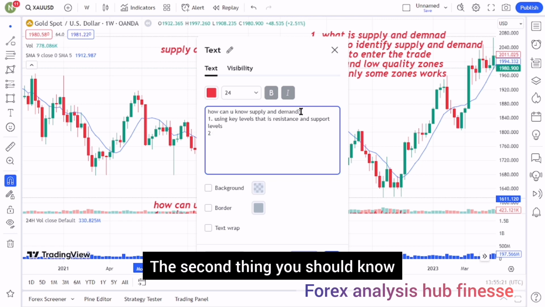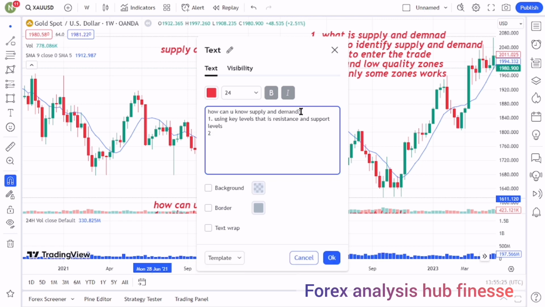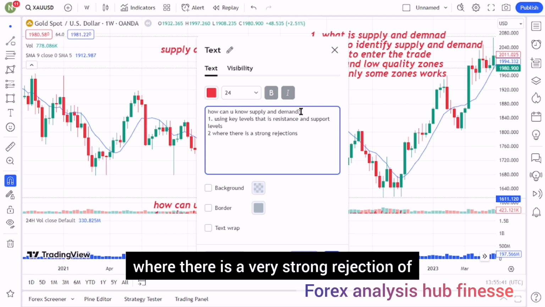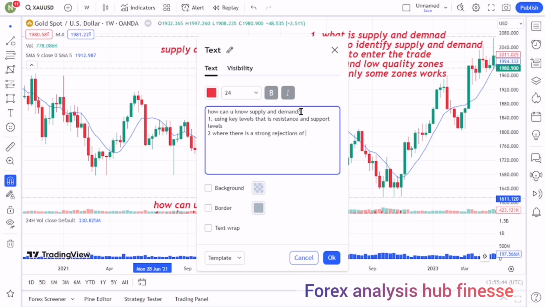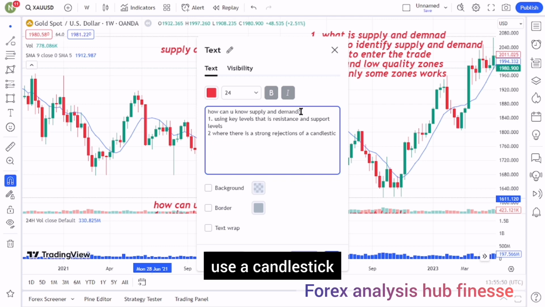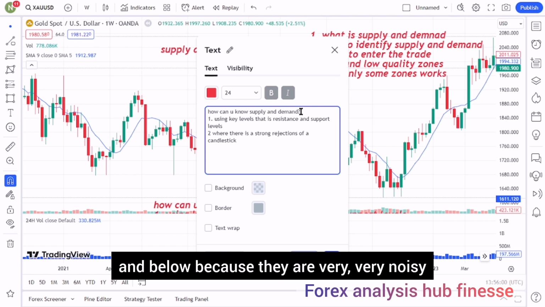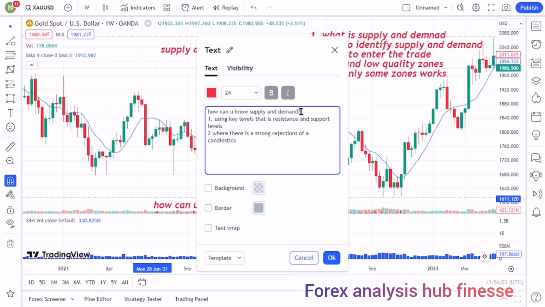The second thing you should know is where there is a strong rejection. This occurs many times, around 90%, where there is a very strong rejection of a candlestick. Mark you, use a candlestick of 1 hour time frame and above. Don't use 30 minutes time frame and below, because they are very noisy. The best candlesticks you can use are the 1 hour, 4 hour, and daily time frames.